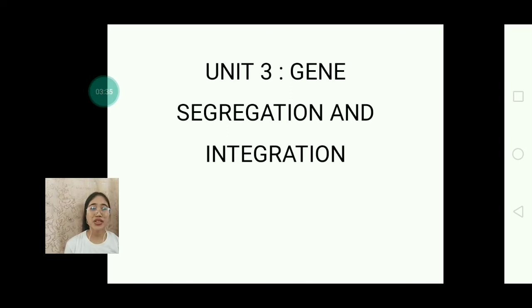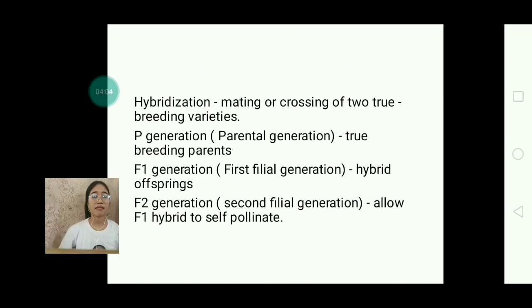So let's move on to Unit 3. We have gene segregation and integration. So what is hybridization? It is the mating or crossing of two true-breeding varieties. The P generation or the parental generation is the true-breeding parents. The F1 generation is the first filial generation, or the son. The F1 generation is the hybrid offspring.